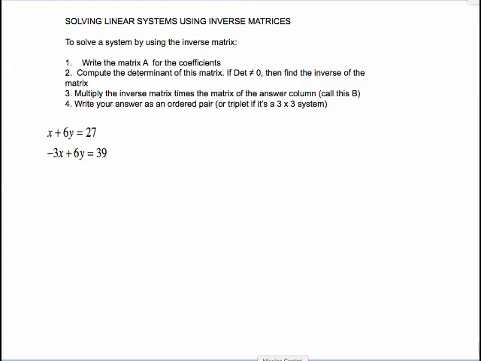This is Pre-Calc section 6.6 part 2, solving linear systems using inverse matrices. In the previous video we learned how to make the inverse matrices both for a 2x2 and a 3x3 matrix. Now we're going to use that inverse to solve a system of equations.